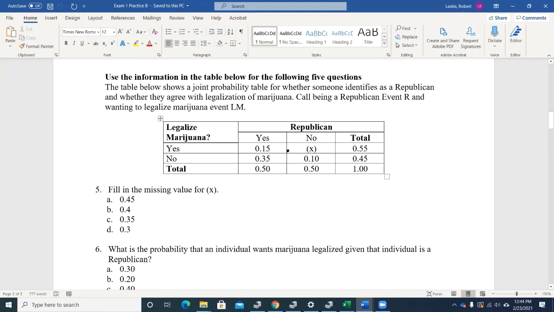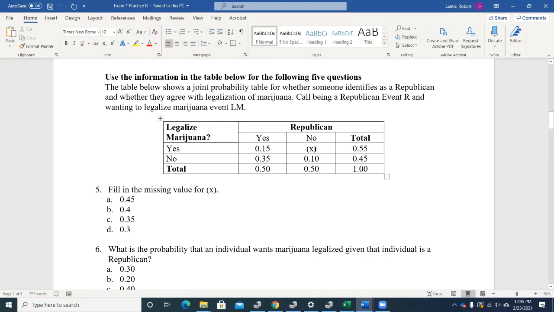The top 4 left cells here all represent the probability of intersections, right? This event and this event. Okay? So the probability someone wants marijuana legalized and is a Republican would be 0.15. So that's just a review of how we read that table.